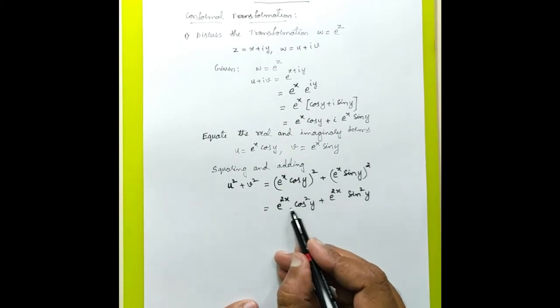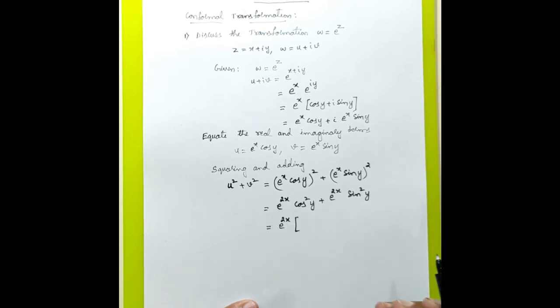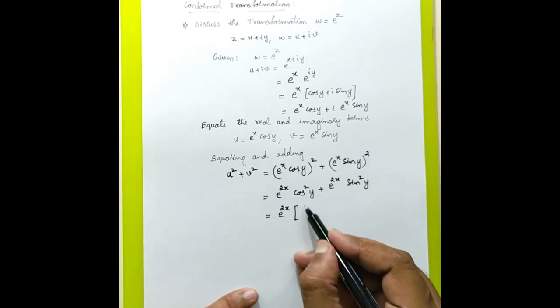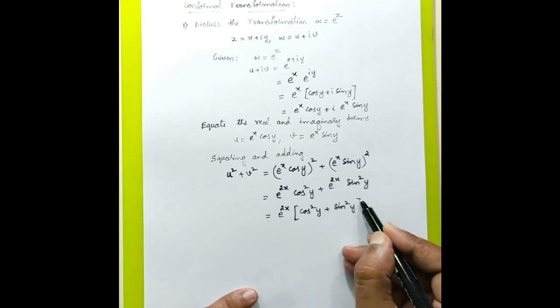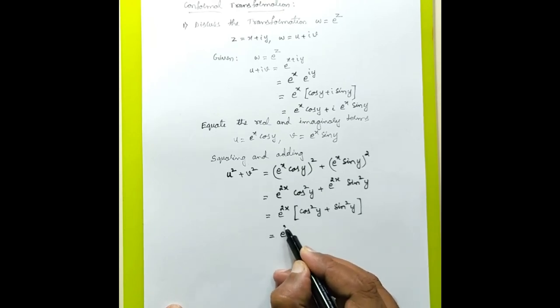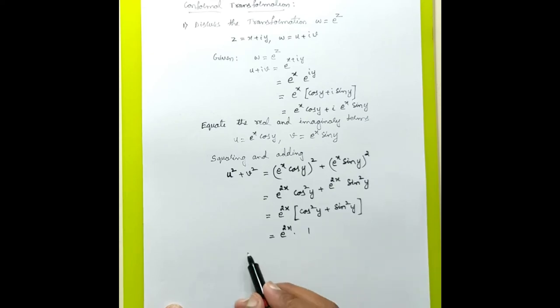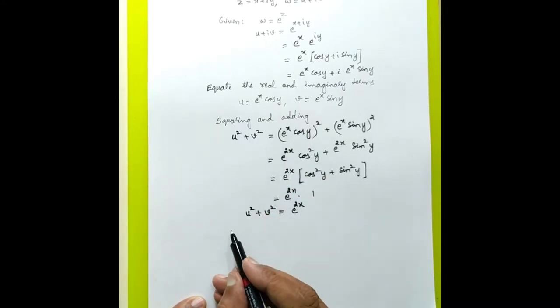If you try to observe over here, e power of 2x is common in both the terms. So I'll be taking e power of 2x as common. So if you take e power of 2x as common, I'll be left with cos square y plus sin square y. But we know the value of cos square y plus sin square y will be nothing but 1. So e power of 2x into 1 will be e power of 2x itself. So we have got the value of u square plus v square equals e power of 2x. So we have one expression, u square plus v square equals e power of 2x. Now, again from this u and v, I will just try to divide this expression.